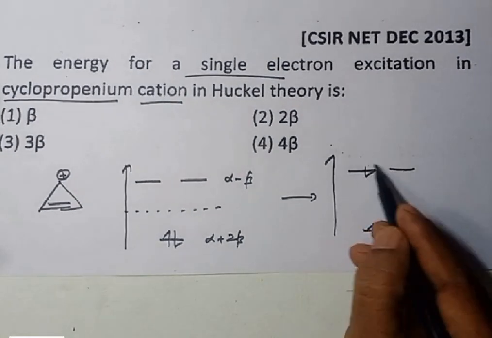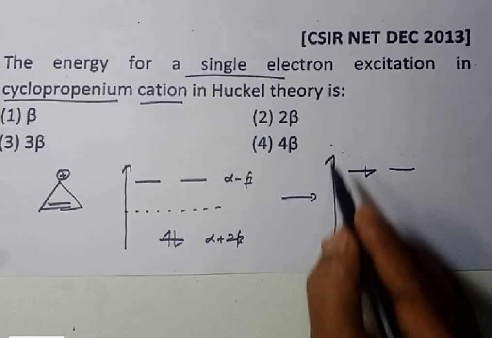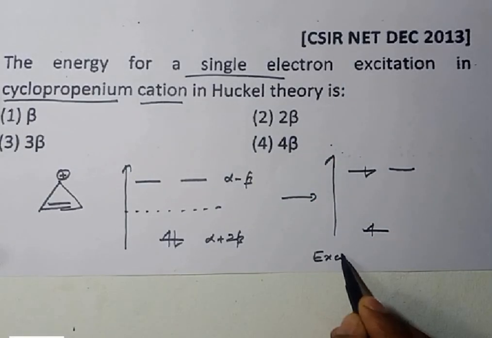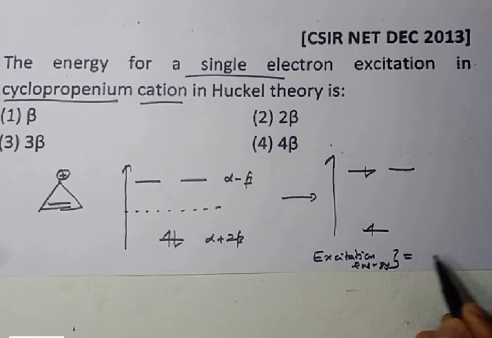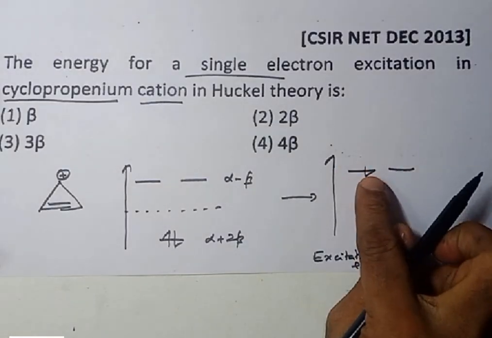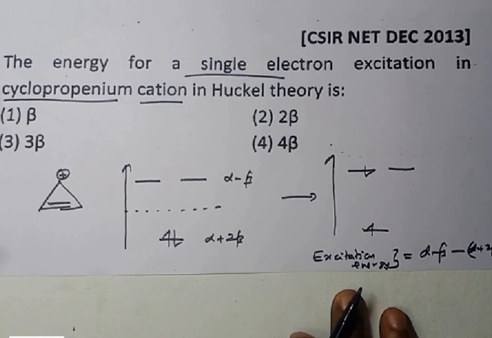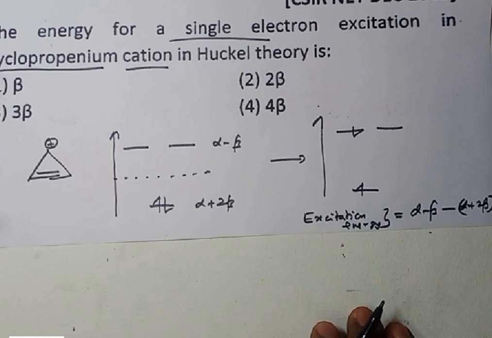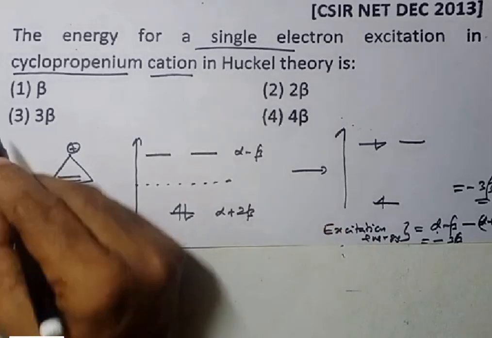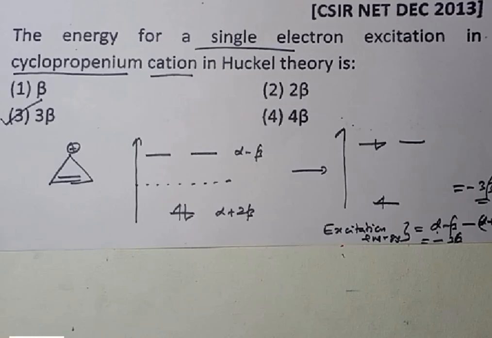This is very simple. The excitation energy, the energy required for excitation, is the energy of the higher molecular orbital, which is alpha minus beta, minus the energy of the lower molecular orbital, which is alpha plus 2 beta. So if we subtract, what will I get? 3 beta. So the correct answer for this question is option 3. 3 beta energy is required.